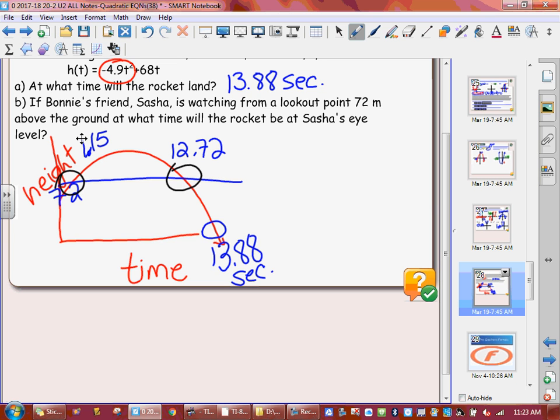Any questions with using a calculator to solve intersections? Groovy? All right, this will help you check your factoring questions. All right, this concludes lesson 2C.